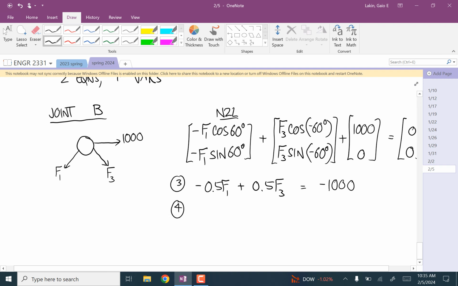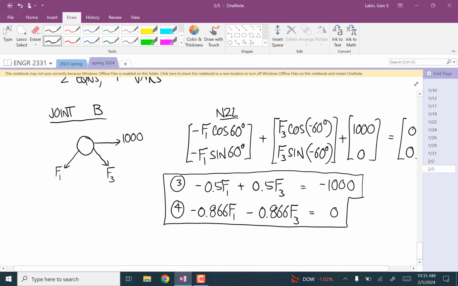And equation 4 says negative 0.866 F1 minus 0.866 F3 is equal to 0. By themselves, we could solve these two for F1 and F3, but let's just roll through, get all the equations, and then solve it as a system at the end.